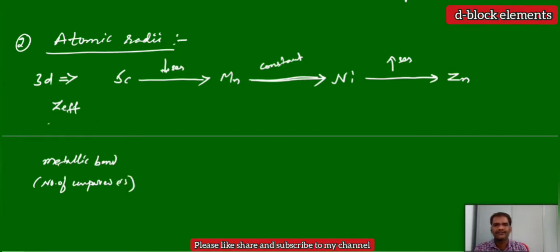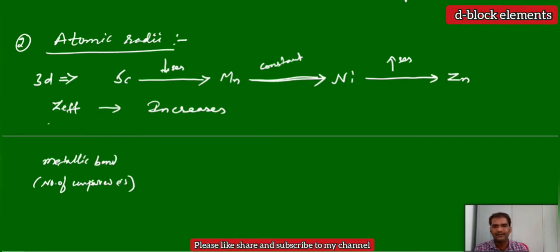First, if we see effective nuclear charge, generally, if you move from scandium to zinc, it is the same period. In the same period, effective nuclear charge increases. So, from scandium to zinc, the effective nuclear charge increases. If effective nuclear charge increases, ultimately the size should decrease. Means from scandium to zinc, the metallic radii should decrease with respect to the effective nuclear charge.